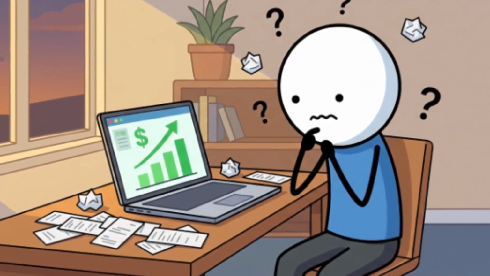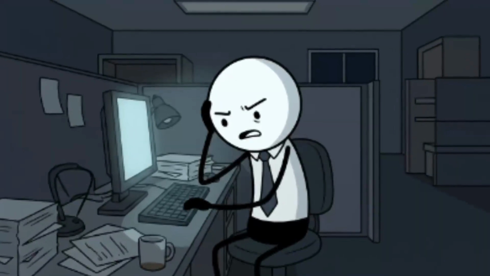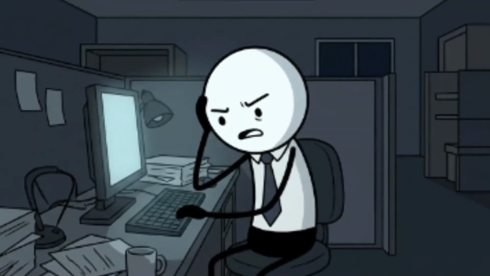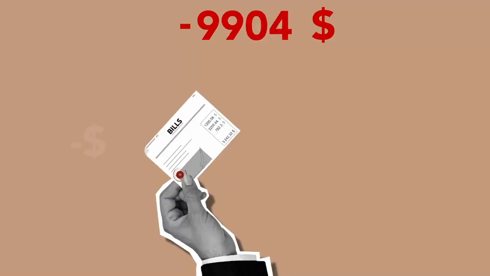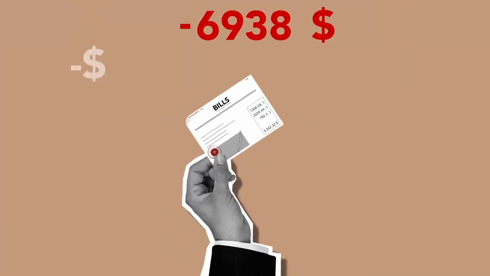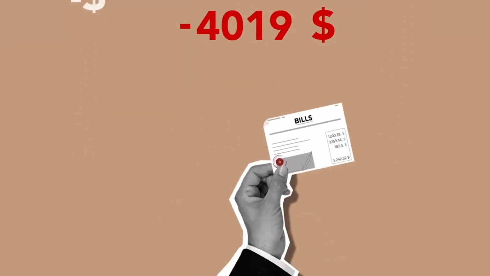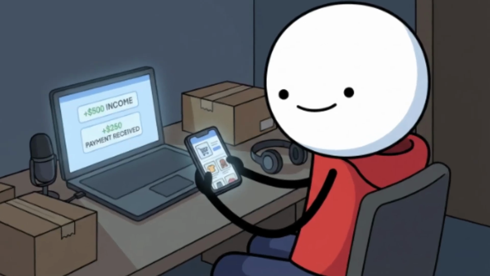Next, look at account balance behavior. If your balance frequently drops very low or fluctuates heavily, the system may classify your account as unstable. That increases denial chances because repayment risk is harder to predict.